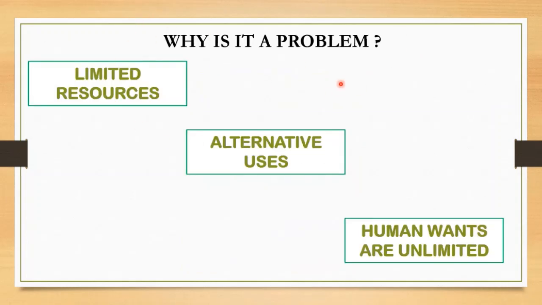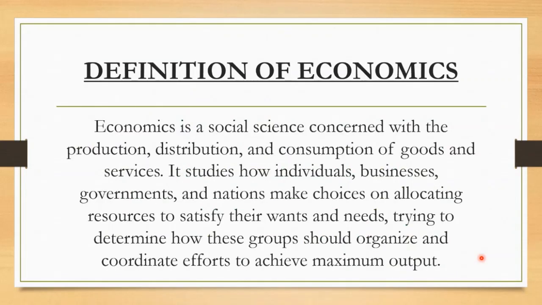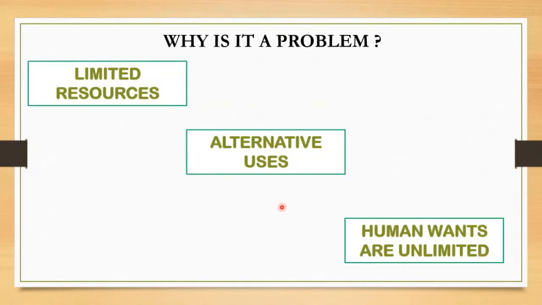Now, why is it a problem? Let us revise. Firstly, the resources are limited. Secondly, it has alternative uses. That means the resources have alternative uses. And thirdly, human wants are unlimited. Now, the two points, that is limited resources and alternative uses, you all have understood. Let us focus on the third point, that is, human wants are unlimited.